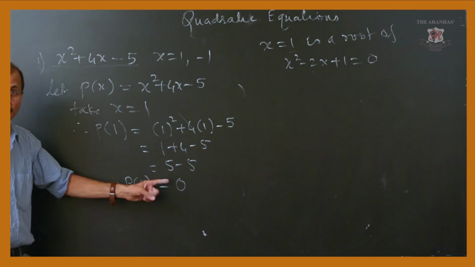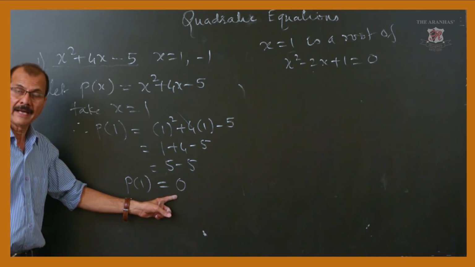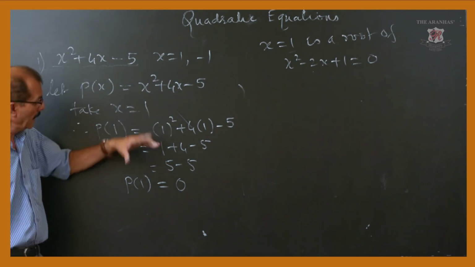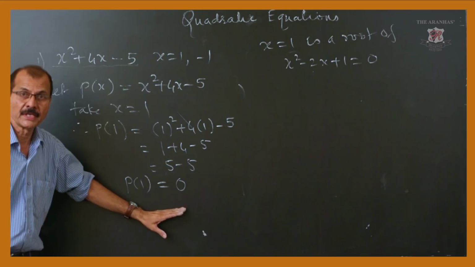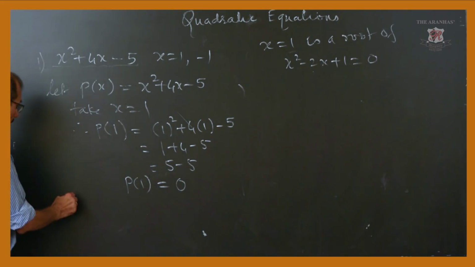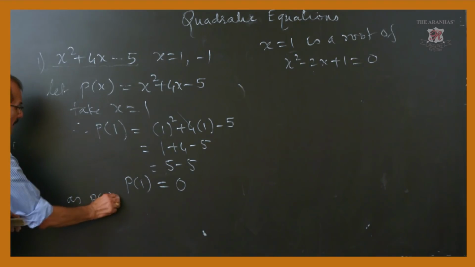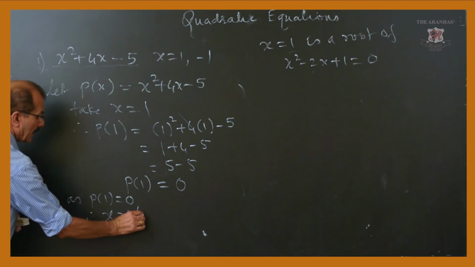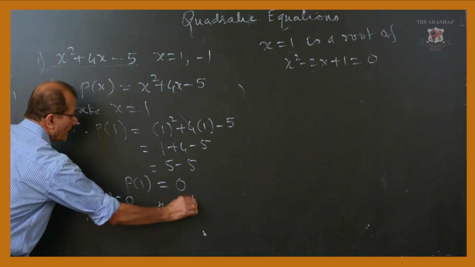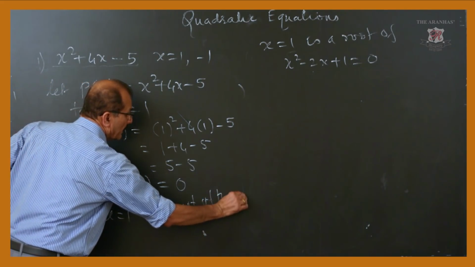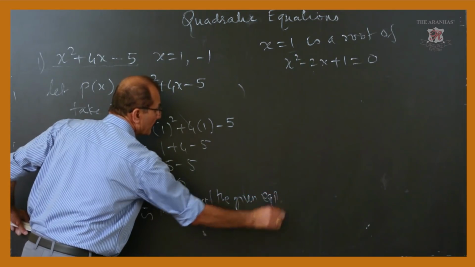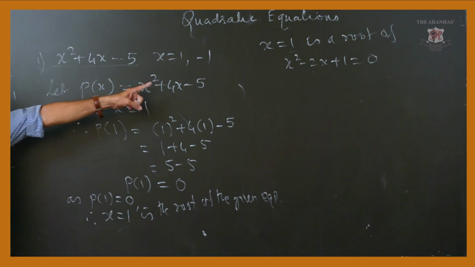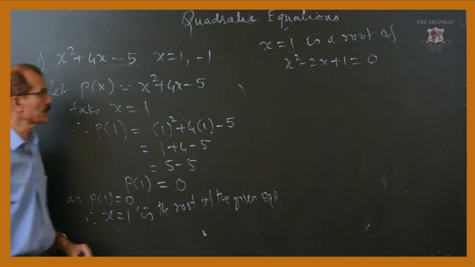So, what have I got? I got the value 0. That means, when I put x equals 1 in the given polynomial, I got the value of the polynomial 0. So, at once you say as p of 1 is equal to 0, therefore, x equals 1 is the root of the given equation, right. Now, one more value is there. Now, I will take x equals minus 1.